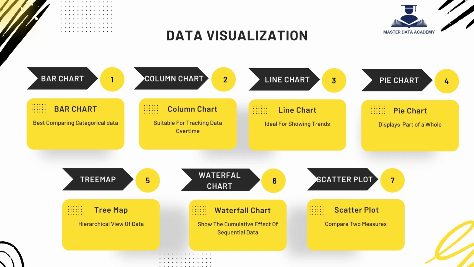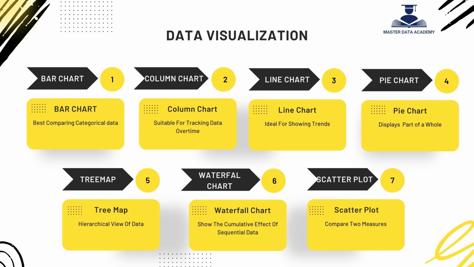3. Line chart. The line chart is great for showing trends or changes over time. For example, you can use it to visualize stock price changes or website traffic growth. 4. Pie chart. A pie chart is used to show parts of a whole. It's useful when you want to illustrate proportions, like how each department contributes to total company expenses.